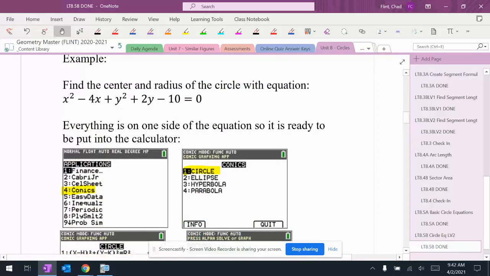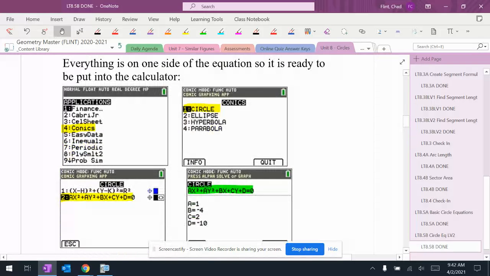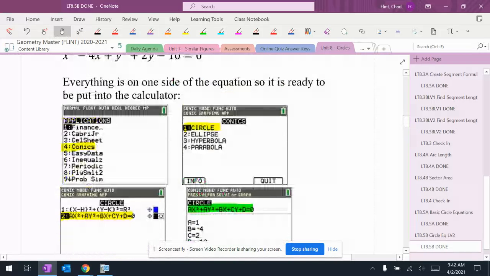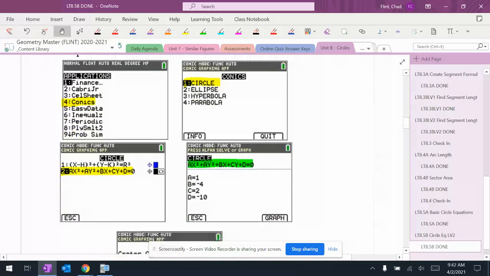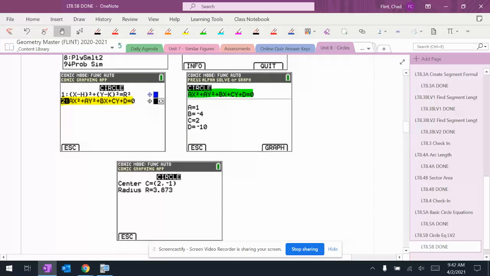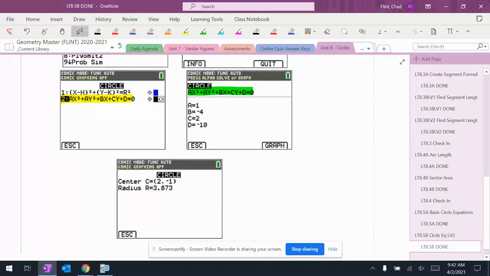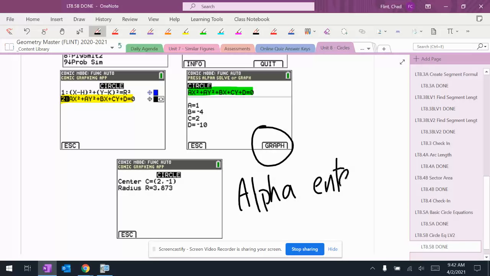The number in front of the x is a -4, so I put in a -4. The number in front of the y is a 2, and the number that's by itself is a -10, so I put those in. And then you hit alpha enter to get it to solve it. And that's what's really important. If you hit graph, it'll draw a picture of it. If you hit this over here, you hit alpha and then enter. And what that does is it solves it.